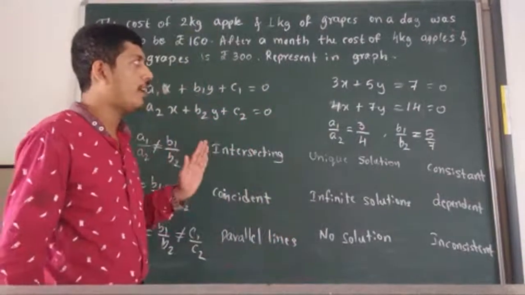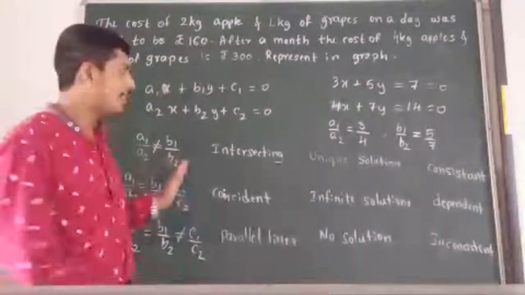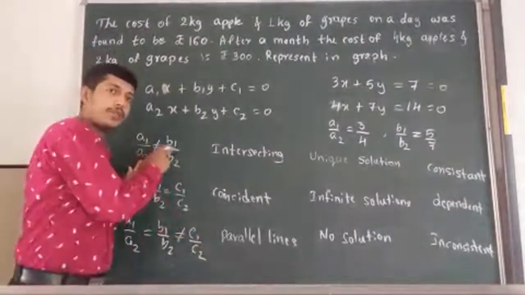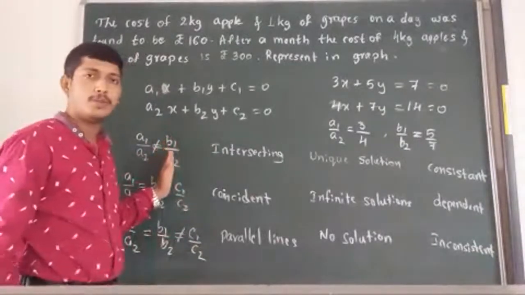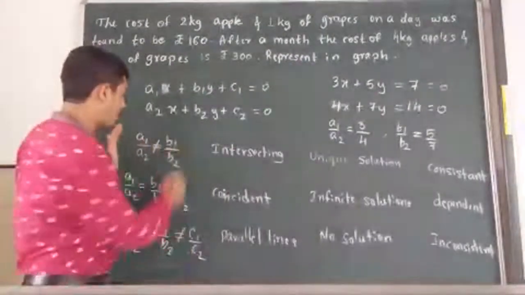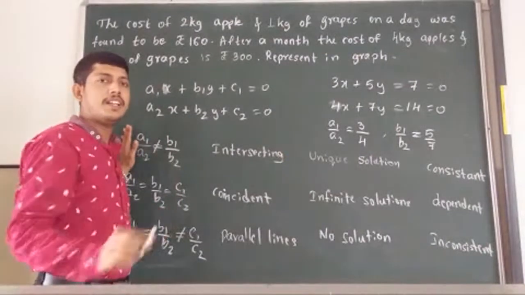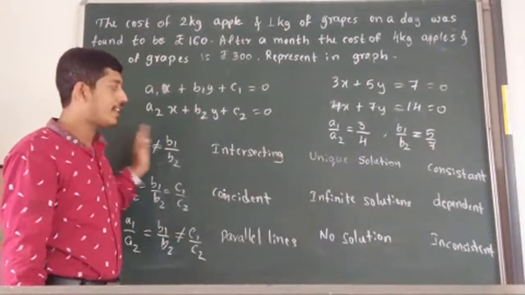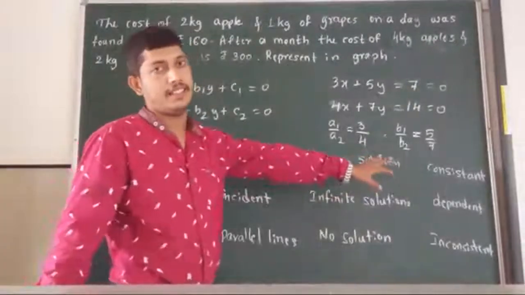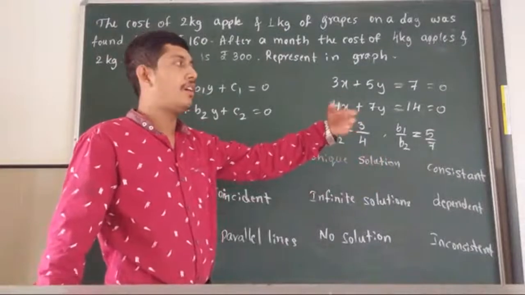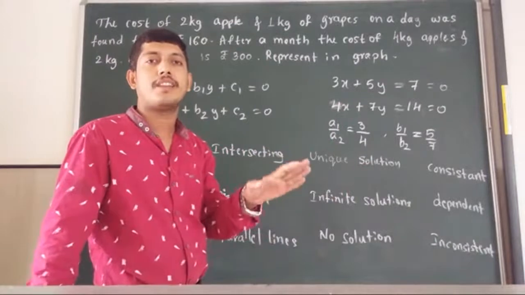We have to find the coefficients of x and y, and then the next one. For example, if A1 by A2 is not equal to B1 by B2, and C1 by C2 is equal to B1 by B2, then there is no need to consider this third one. Only the first is enough. When the first two ratios are not equal, no need to find the last one. Then we can directly tell that the lines are intersecting, they have a unique solution and they are consistent. In the next exercise they will ask to find out whether the pair of linear equations is consistent or not.